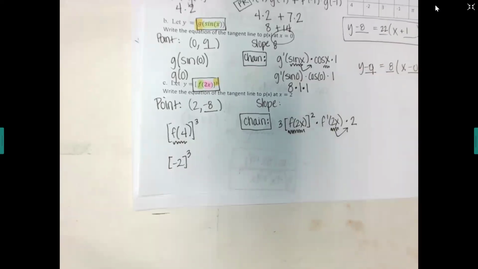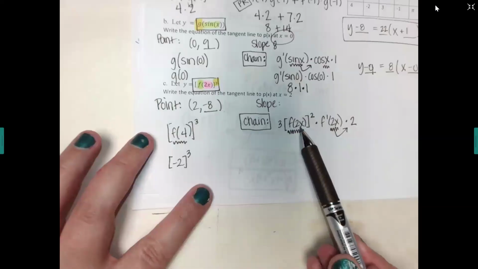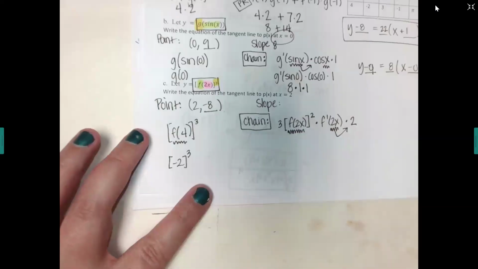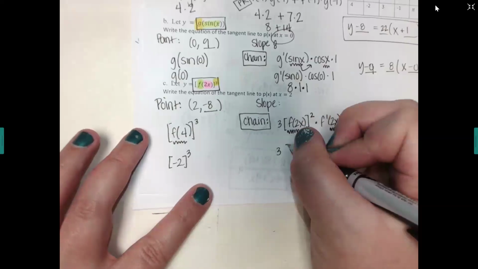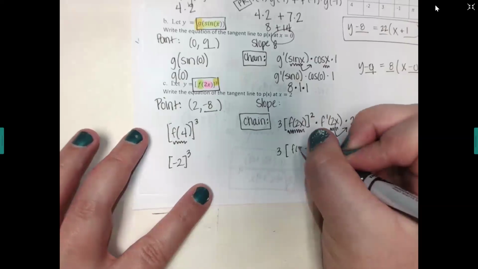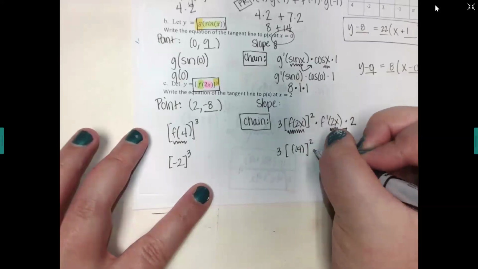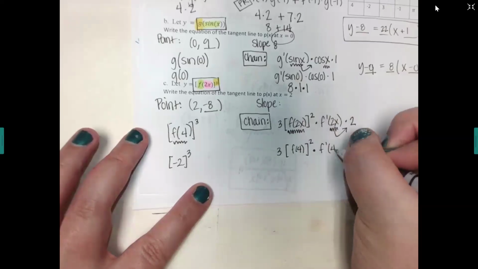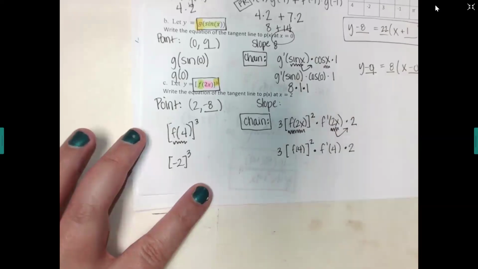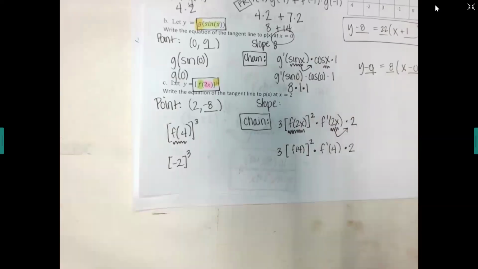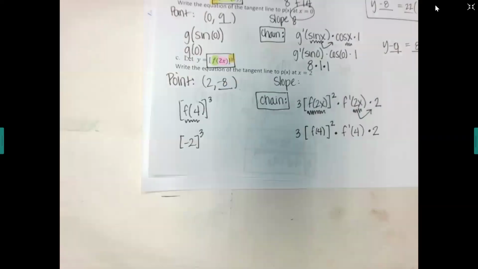Okay, then from there, rather than trying to simplify it, I'm just going to plug my number in. What's my x that I want to plug in? A 2. What is this middle number going to be when I put a 2 in for x? 4. So it's going to be 3 times f of 4, which I'll pull from the table, squared, times f prime of 4 times 2. Notice if my x goes in as a 2, then my 2x's come out to be 4s. And then we're pulling numbers.